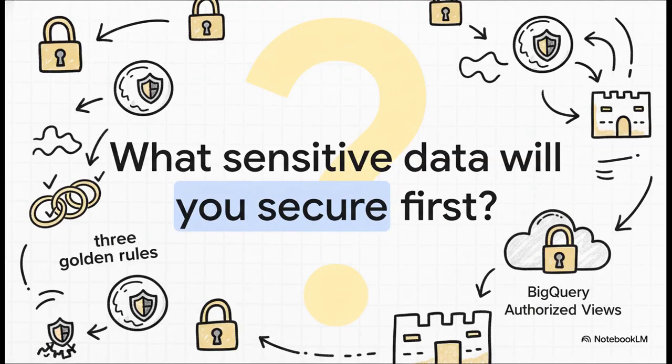So there you have it. A really powerful and honestly pretty elegant way to share your data without ever oversharing. As long as you remember those 3 golden rules, isolate, assign, and authorize, you can make sure the right people see exactly the right data and nothing more. So the only question left is, what sensitive data are you going to secure first?